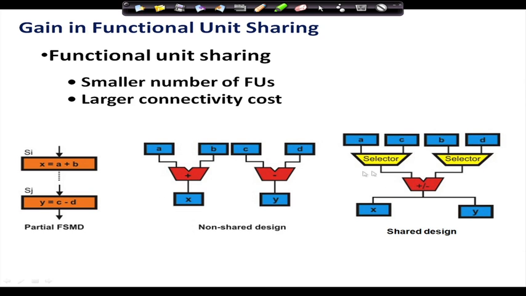Not only this, we are also adding 2 selectors, because now I need to include the selectors. So, the cost of the ALU plus the cost of the selectors should be less than these 2 units. All right, and here I can send it to x and y, here I don't need anything. So, that is how I can gain by sharing functional units. Now, this is a simple case.